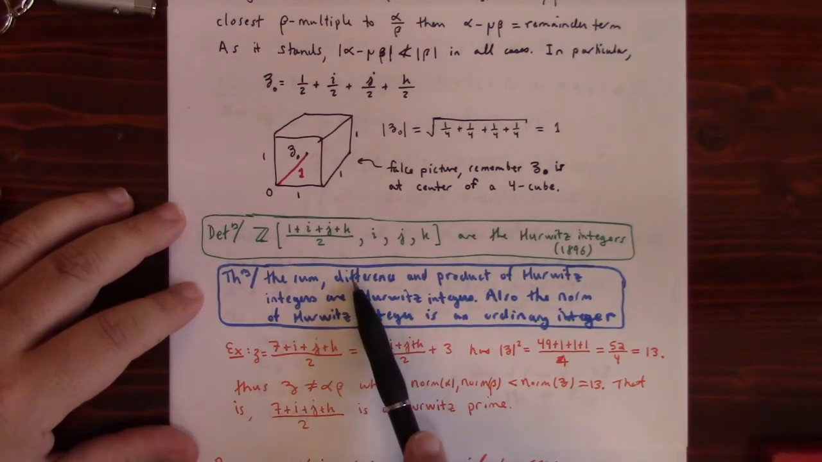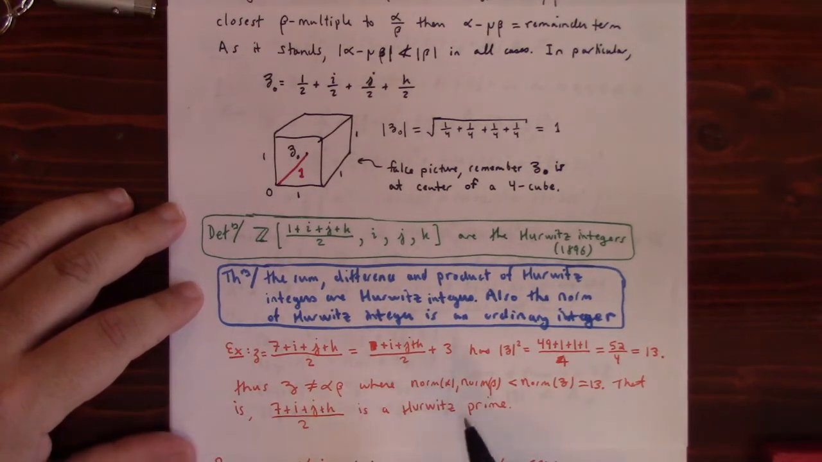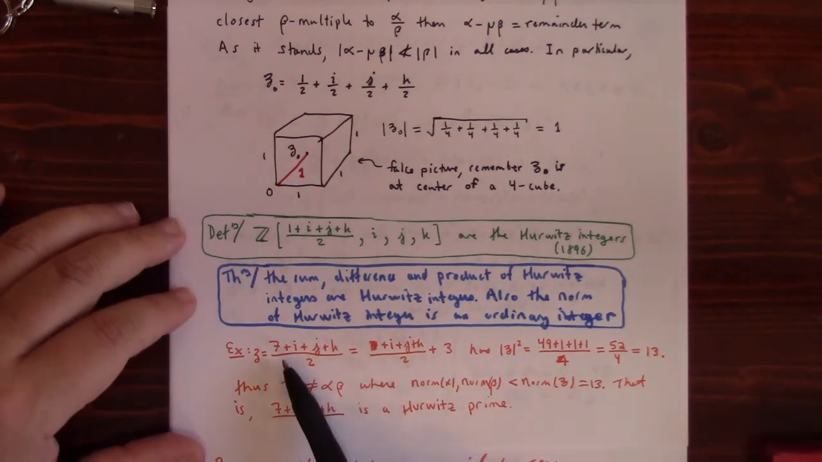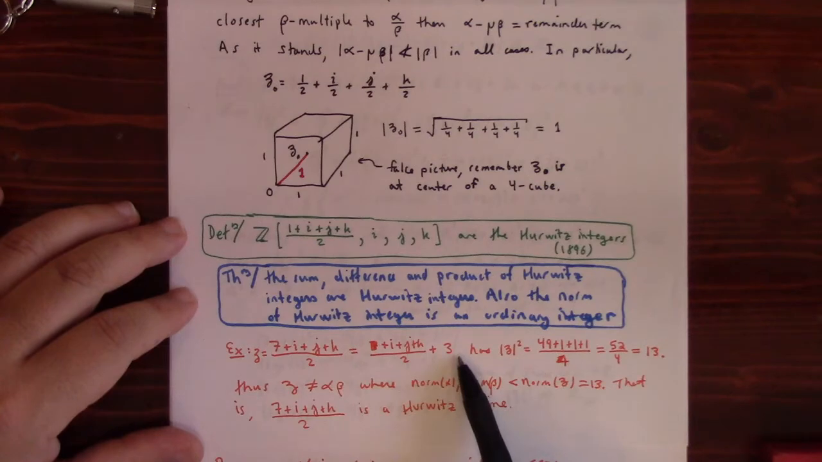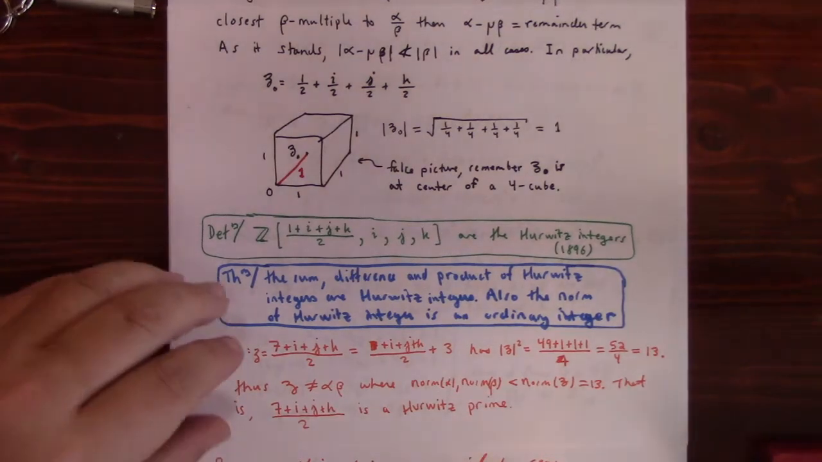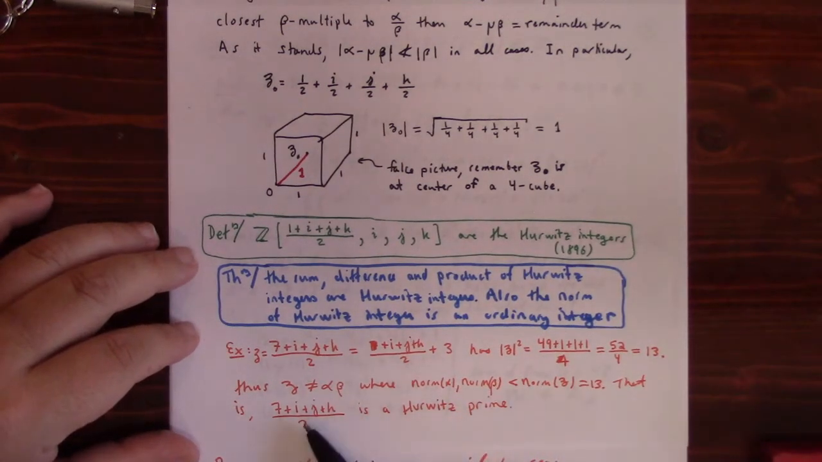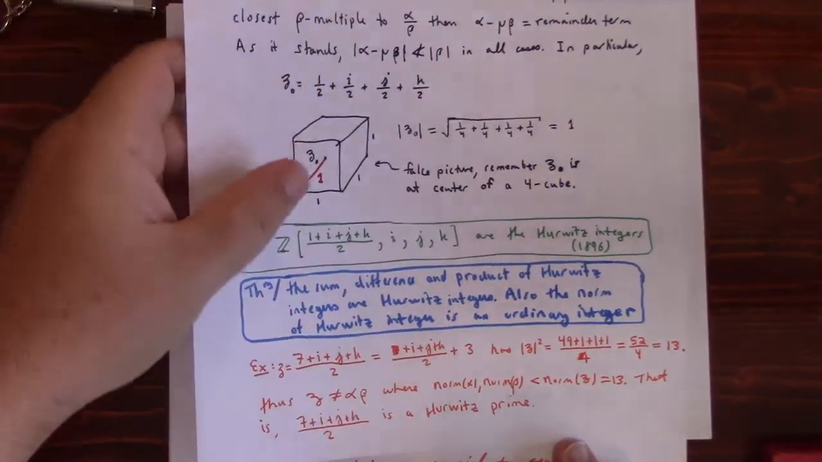Fun fact: the sum, difference, and product of Hurwitz integers are Hurwitz integers, and the norm of a Hurwitz integer is an ordinary integer. I'll show you the proof of that next. Here's a sample example. If I take 7 plus (i + j + k)/2, so that's (i + j + k)/2 plus 3, well, the norm of that is 49 + 1/4 + 1/4 + 1/4, which is 52/4, which is 13. By the way, that makes this a Hurwitz prime for the usual reasons, because its norm is prime.